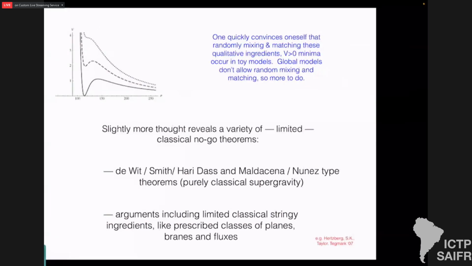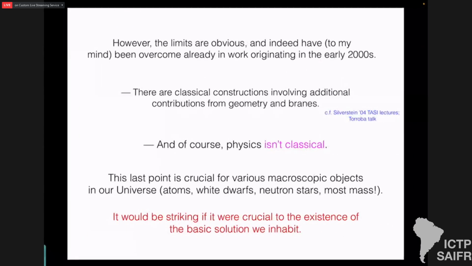Okay, and so now let me come back to this word limited. The limits are obvious. And indeed, those of us who started thinking about the subject in 2000 already built those in. And to my mind, we overcame those limits already, with the ideas of the early 2000s, though detailed implementation remains a challenging question. Okay, there are classical constructions that involve additional contributions from geometry and branes. They were discussed in TASI lectures. Gonzalo Torroba talked about a construction combining some of these ingredients together with a one-loop effect.